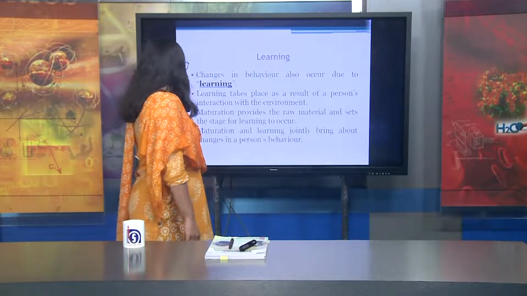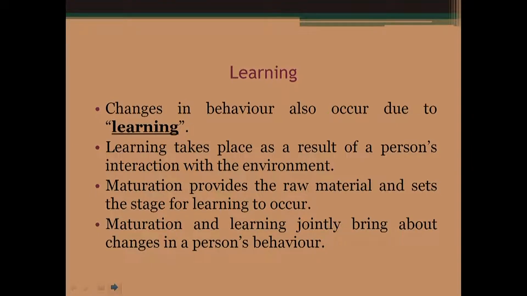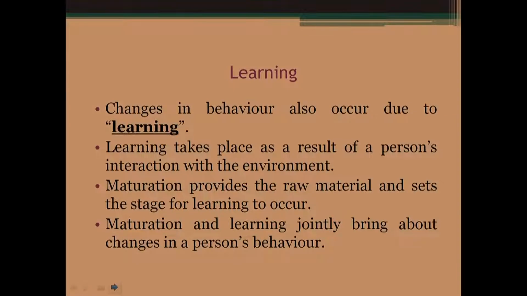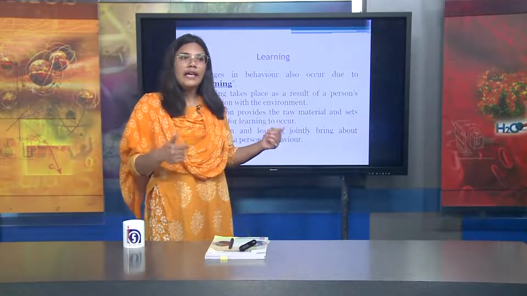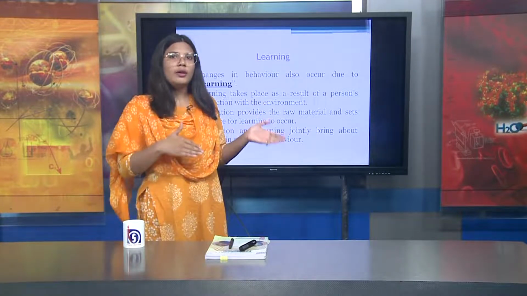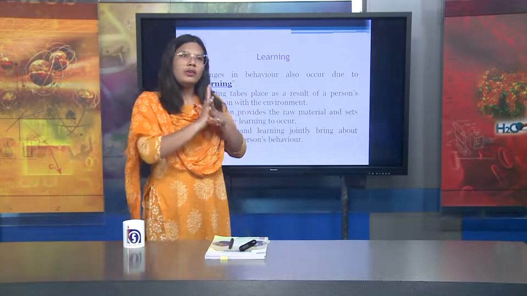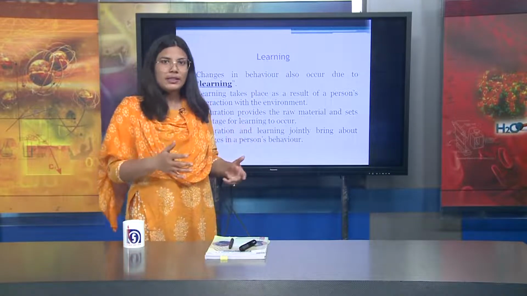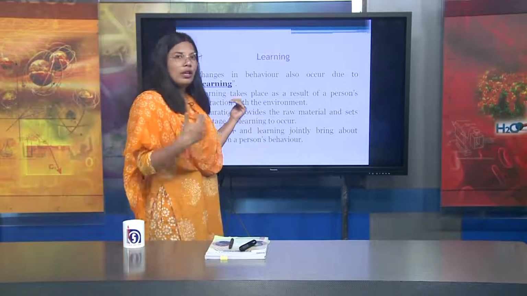Okay, so next we'll be discussing learning. How learning influences development. Changes in behavior also occur due to learning. We know that because we have done the chapter learning earlier. So learning takes place as a result of a person's interaction with the environment. As you interact with the environment, you gain certain experiences. And when you are interacting with the environment and gaining those experiences, these experiences will be stored in your memory also. It depends, short term, long term, or whether you will be able to recall them or not. That is a different story. But for now, we can say that when you are interacting with the environment, you gain certain experiences and these experiences are stored in your memory, which you recall later on when they are required.